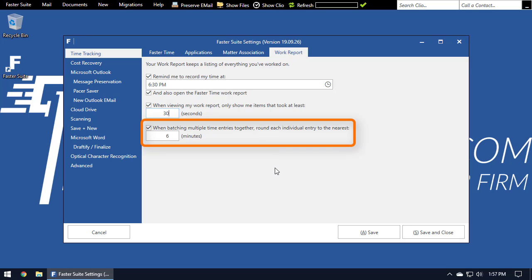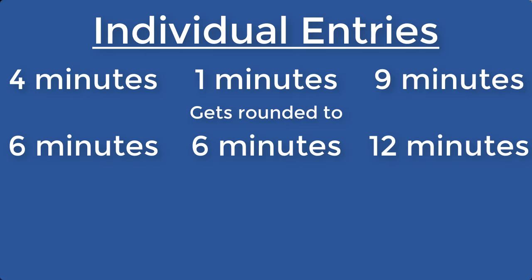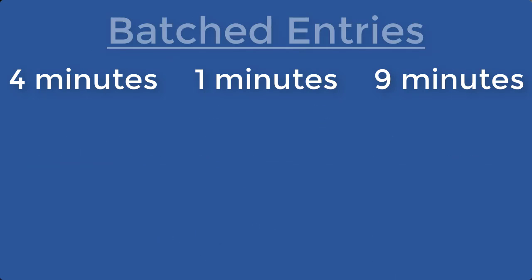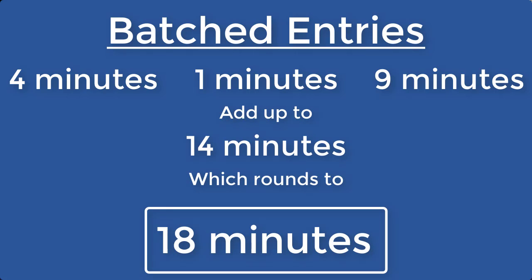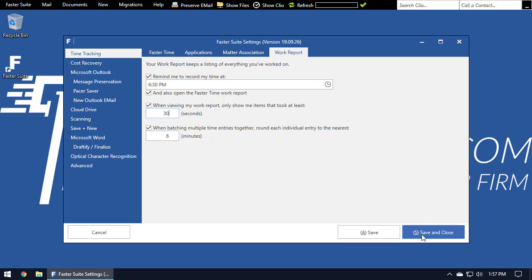The last setting is related to activity batches. When selecting an individual entry to save to Clio, Faster Time will import the exact time to Clio, and Clio will handle the time rounding. However, if we batch multiple entries together, it's possible to accidentally bill less time than we would have if the entries were separate. To avoid having this problem, you can set Faster Time to automatically round batched entries before saving to Clio. Once you're happy with your Faster Time settings, just click Save and Close.